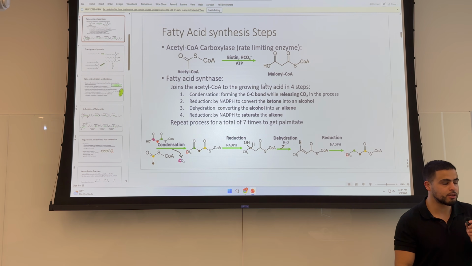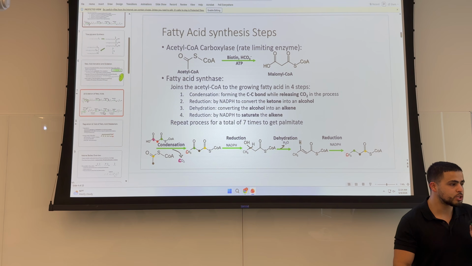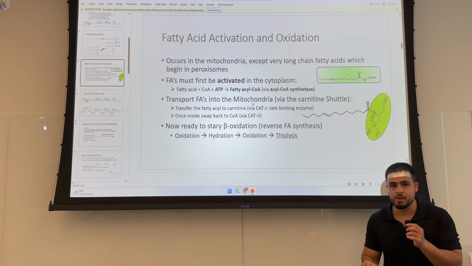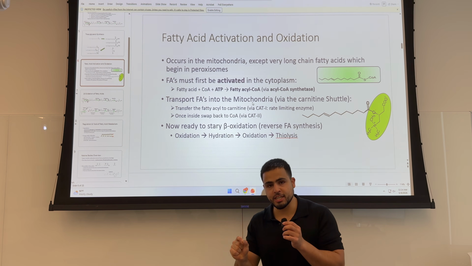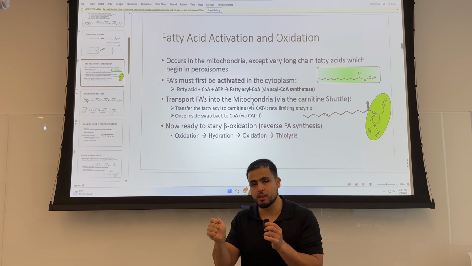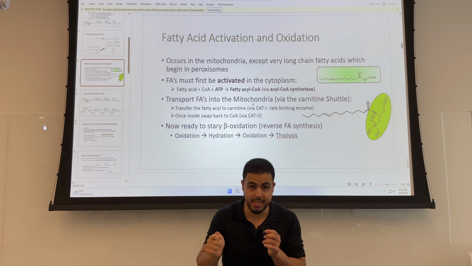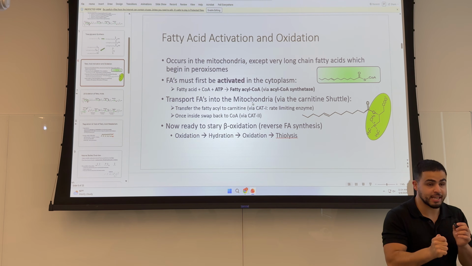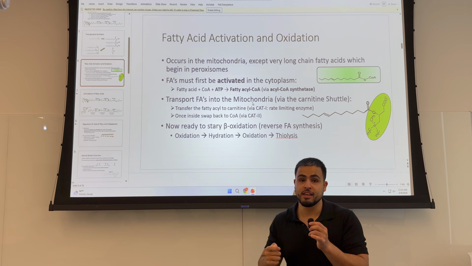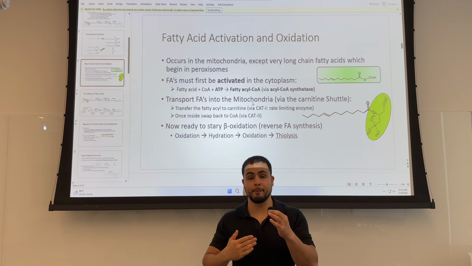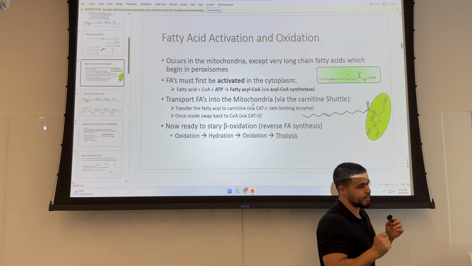Well, then this malonyl-CoA molecule will go to carnitine acyltransferase, which is the rate-limiting enzyme of fatty acid oxidation, and inhibit it. So malonyl-CoA, the outcome of the rate-limiting enzyme of fatty acid synthesis, will inhibit the rate-limiting enzyme in fatty acid oxidation. And this makes sense because fatty acid oxidation and synthesis are opposite reactions, so they generate the opposite of one another. So you don't want them running at the same time.